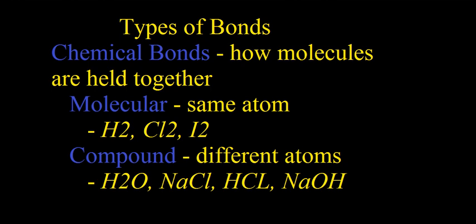One would be a molecular bond, which is just like an atom of the same type bonding with itself, such as H2, Cl2, or I2. And the other option would be compound bonds, where two different types of atoms are bonded together to make a compound substance, H2O, NaCl, HCl, anything like that.